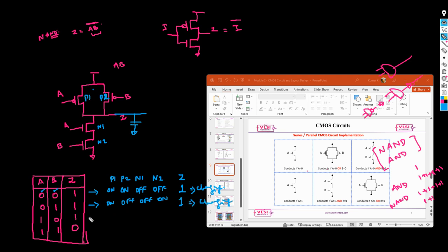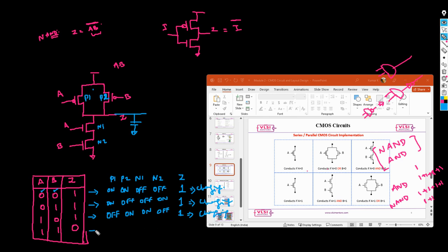Okay, now what about the third condition? P1 off, P2 on, N1 on, N2 off. Now what is the output going to be? It's kind of 1. It is also charging.